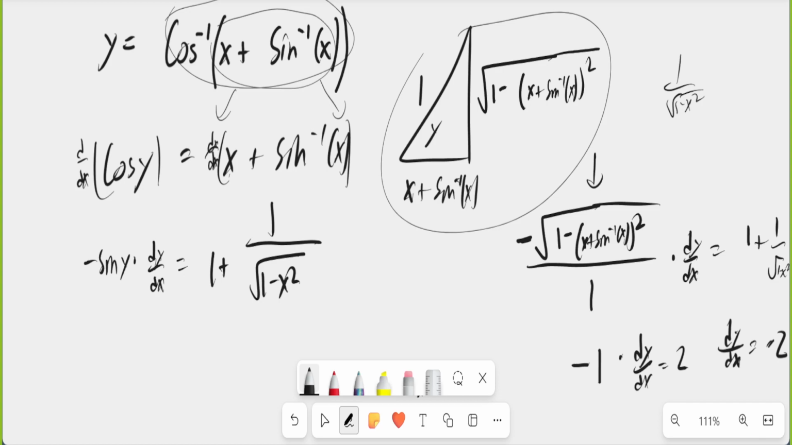Okay, so what else did we have to do? Are there any more inverse trig functions? I can get to them at the end as well.